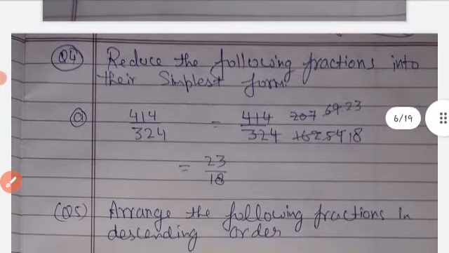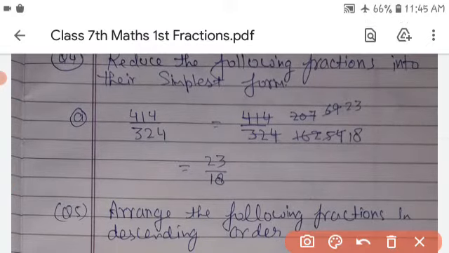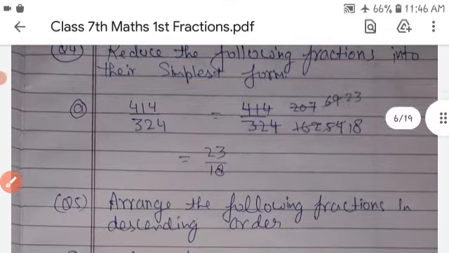Question number 4. Reduce the following fraction into its simplest form. 414 upon 324. First of all, cancel out by 2. 2 times 2 is 4, 2 times 7 is 14. Now 2 times 1 is 2, 2 times 6 is 12, 2 times 2 is 4. 162. Again cutting here, we get 69 and 54. Now, lastly, 23 and 18. The remaining 23 upon 18 is the simplest form.